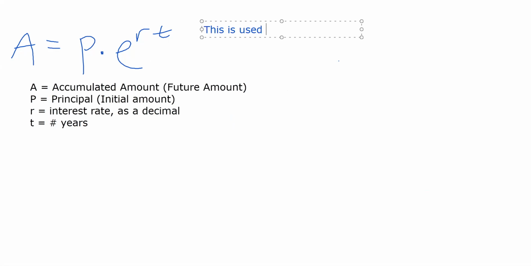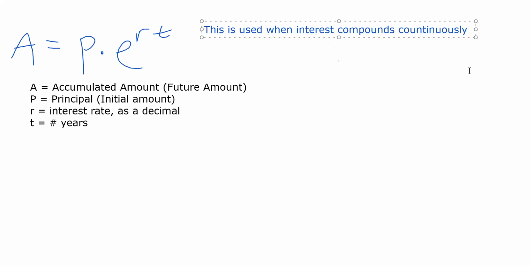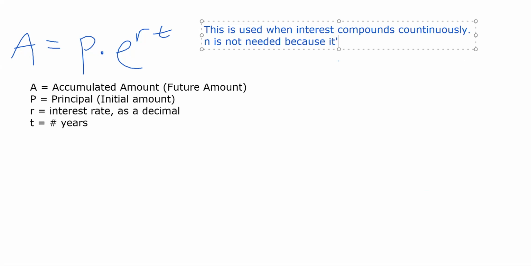So this is used when interest compounds continuously. N is not needed because it's already been factored in when you have this formula. Now you're probably saying, Josh, what is the E variable here? Oh, E is not a variable.